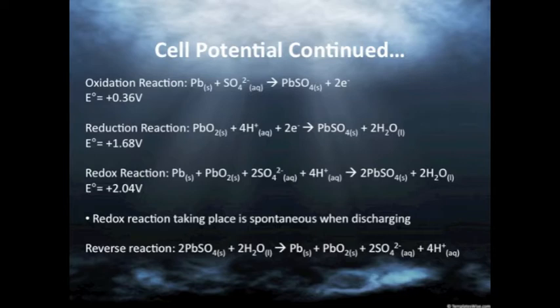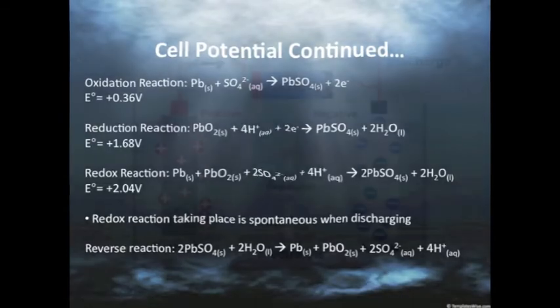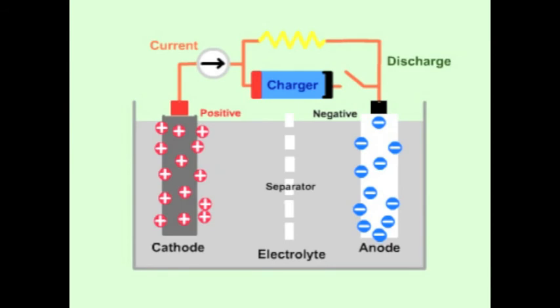The cell potential of the oxidation reaction is 0.36 volts. The cell potential of the reduction half reaction is 1.68 volts. Therefore, the cell potential of the redox reaction is 2.04 volts. This shows that the redox reaction taking place is spontaneous when discharging. In order for the cells to recharge, the reaction is reversed and becomes non-spontaneous. This is a representation of how a rechargeable battery works.